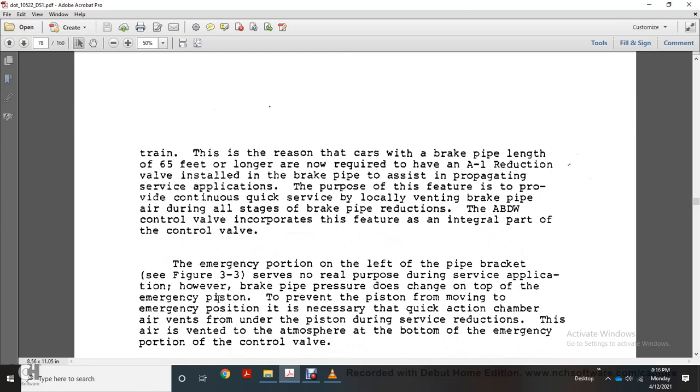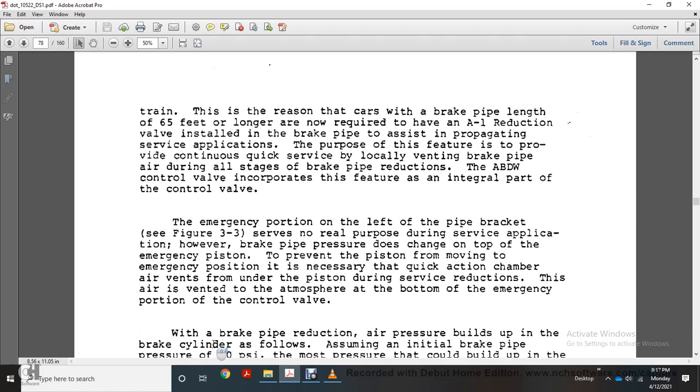The emergency portion on the left of the pipe bracket in figure 3.3 serves no real purpose during the service application. However, the brake pipe pressure on top of the emergency piston prevents the piston from moving to the emergency position. It is necessary that the quick action chamber air vent from under the piston during the service reductions. This air is vented to the atmosphere at the bottom of the emergency portion of the control valve.